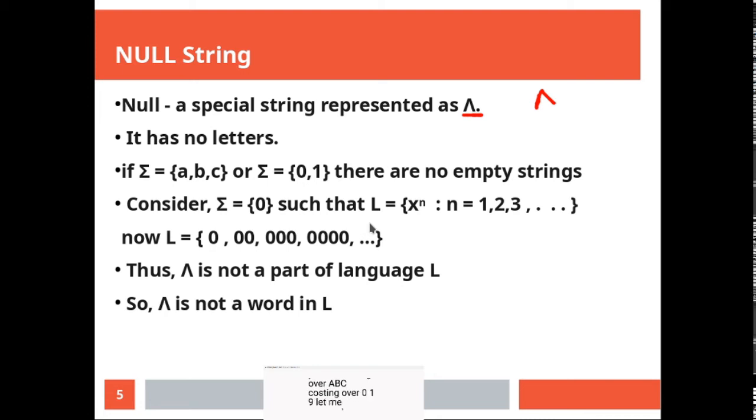Now let me define a language. So L equals x^n, where n is 1 to 3. So the language now becomes concatenation of strings 0, only one length, 0 0, 3 zeros, 4 zeros and so on. But null is not a part of this language because the length is 0, and my language clearly states that my n should be greater than or equal to 1. So null here is not a word in the language.